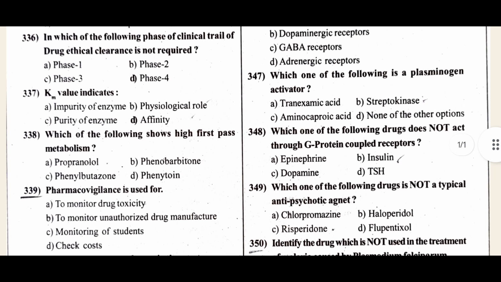Next, which one of the following drugs does not act through G protein coupled receptors? Option A epinephrine, option B insulin, option C dopamine, option D TSH. The correct answer is option B, insulin.